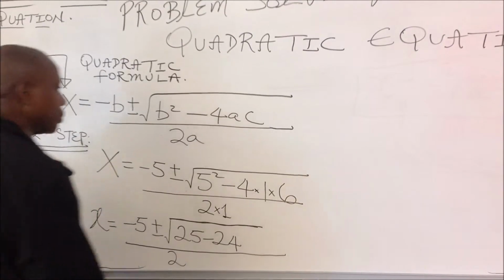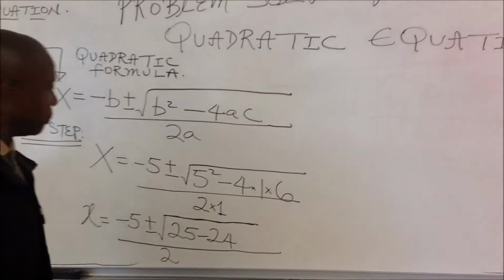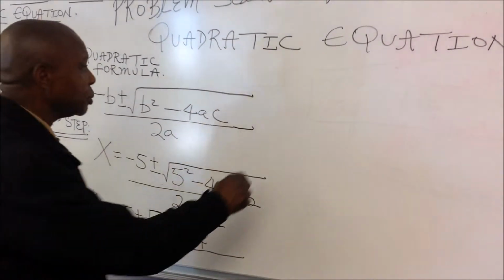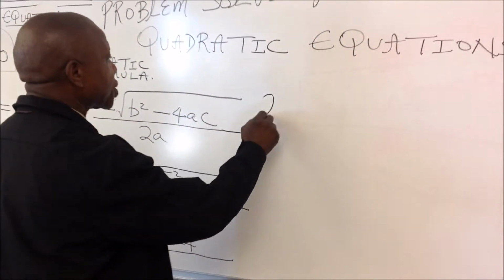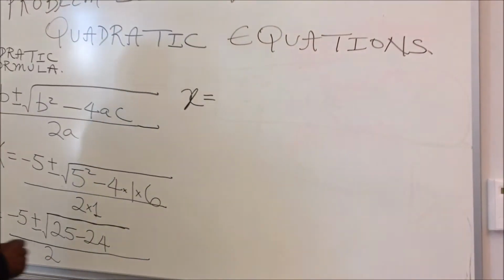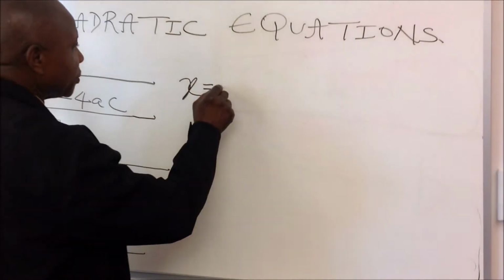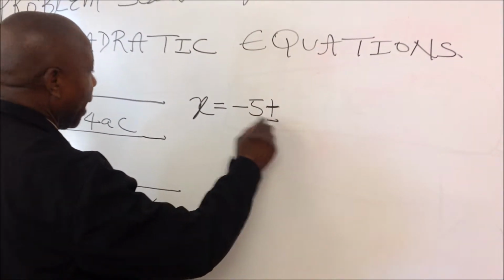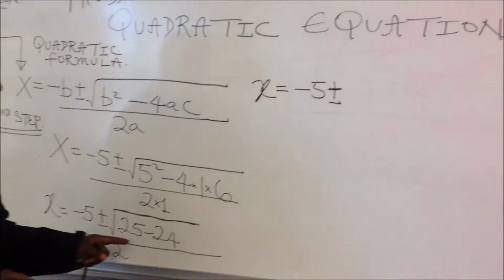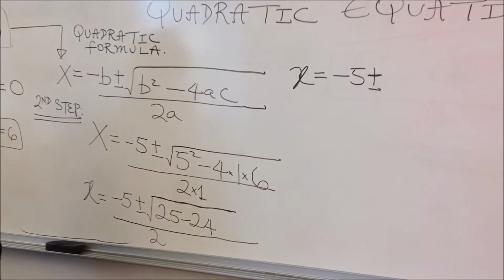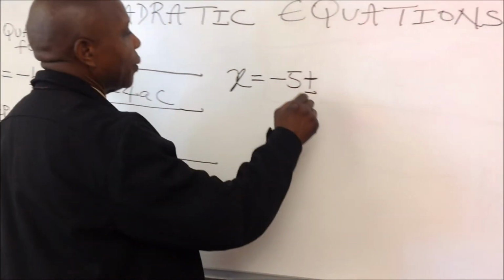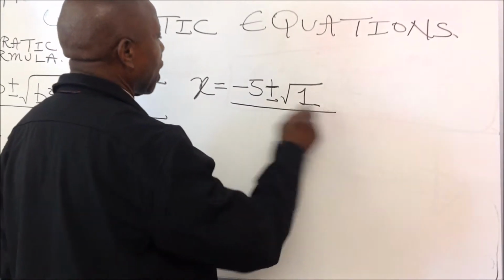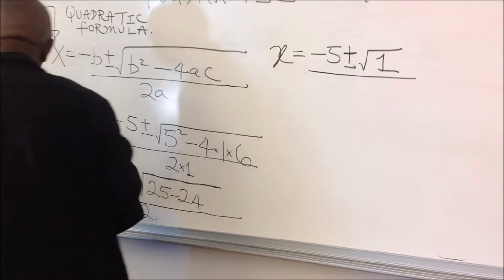Very good. So what will be our next step in this strategy again? We'll continue breaking down the problem. So that means now that our x is going to be what? Again, negative 5 plus or minus what? What's 25 minus 24? 1. So now we are going to have the square root of 1. Everything will be all over what? 2. All over 2. Thank you.